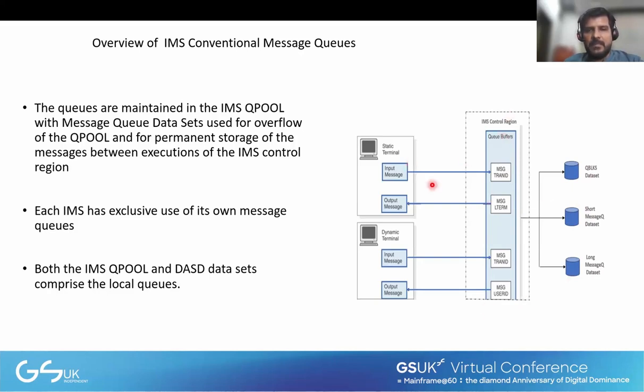Now, suppose a user is sending a message from a terminal to a standalone IMS system. The input message will first come into the message queue buffer. Once the message arrives in the queue buffer, IMS will then schedule the respective transaction into an MPR region to process that message. After the message gets processed, the output is put back into the message queue buffer, and from there, it is sent back to the originating terminal. So in a standalone IMS system, IMS has exclusive use of its own message queues. Here, message queues comprise both the queue buffers and the DASD datasets.